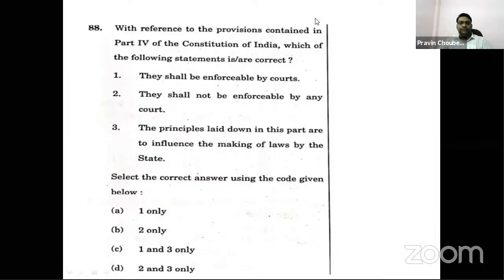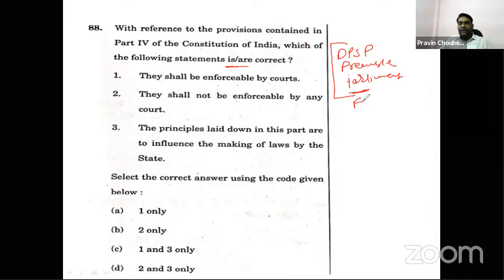Another question: with reference to the provisions contained in Part 4 of the Constitution of India, which of the following statements is or are correct? So this year questions came from DPSP, preamble, parliament more than usual. ठीक है, DPSP, preamble, parliament, fundamental rights. ठीक है, so these are the areas where UPSC asked the maximum questions this year.